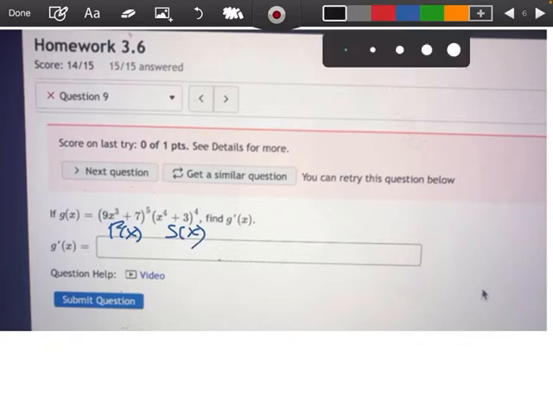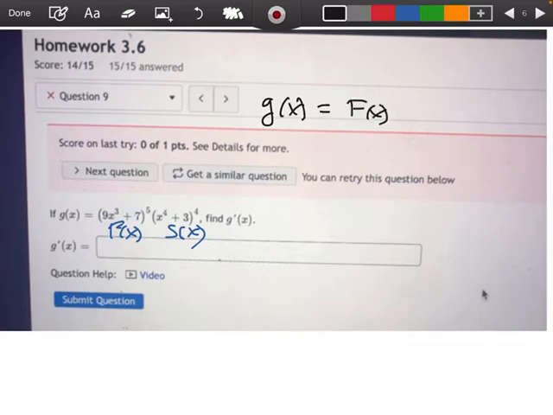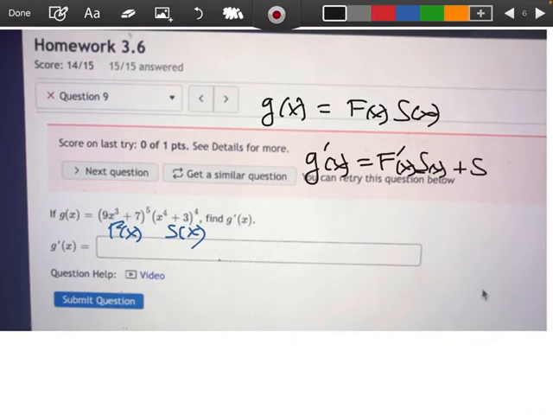So if my function g of x is equal to f of x, first function, times the second function, then my g prime of x is going to be equal to the derivative of the first times the second, plus the derivative of the second times the first, okay? So let's go ahead and see if we can do that.